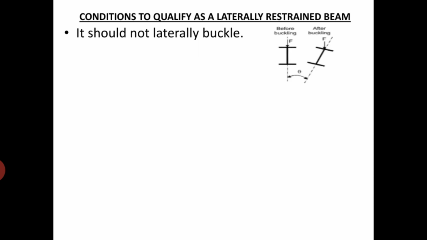Then what are the conditions to qualify as a laterally restrained beam? It should not laterally buckle like this. This is before buckling and after buckling. When the load is being put, if it buckles laterally like this, then it fails to qualify as a laterally restrained beam. It should not buckle like this.